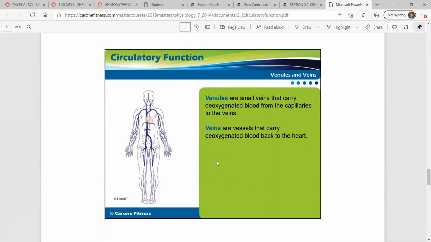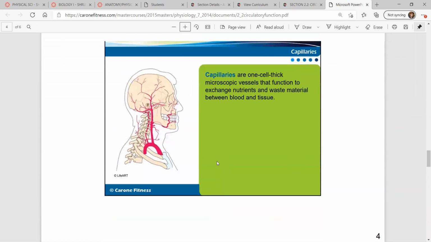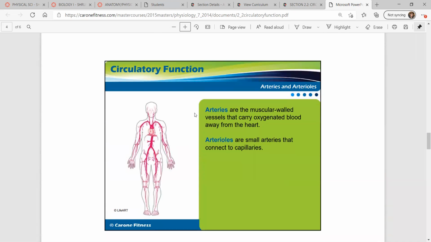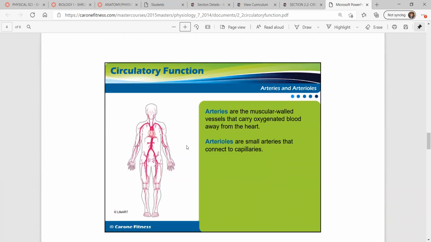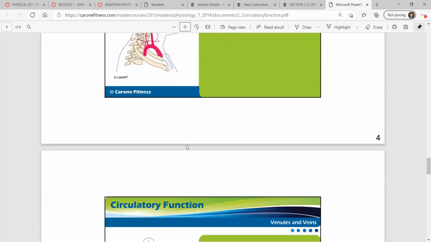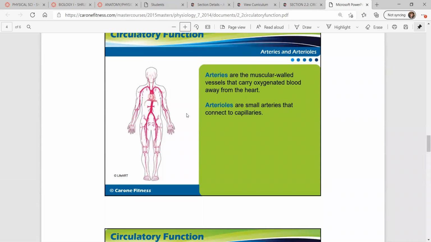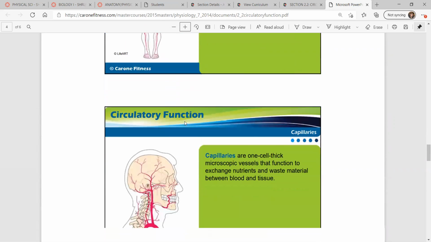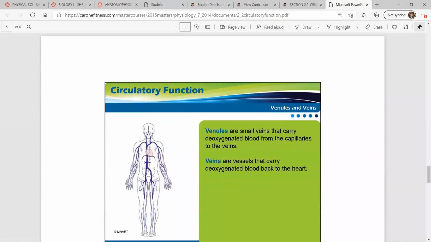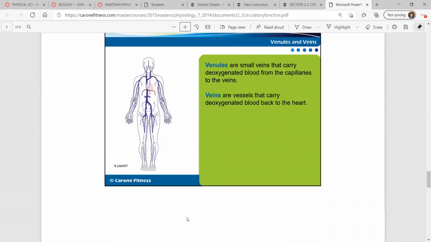Venules are small veins that carry deoxygenated blood from the capillaries to the veins. And veins are vessels that carry deoxygenated blood back to the heart. And if you notice the coloring on these diagrams, arteries are usually depicted as red. And that is because this is oxygenated blood, and that is to distinguish between oxygenated red blood in the diagram and blue deoxygenated blood in this diagram for veins.